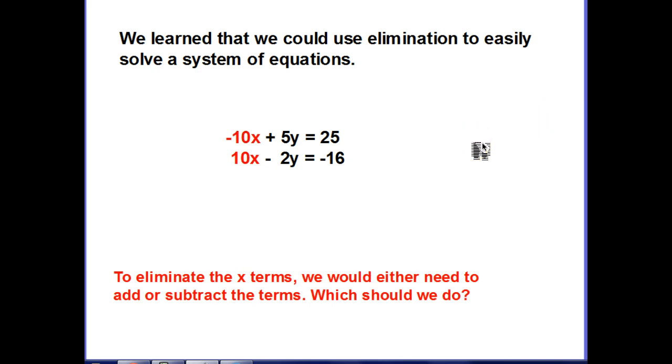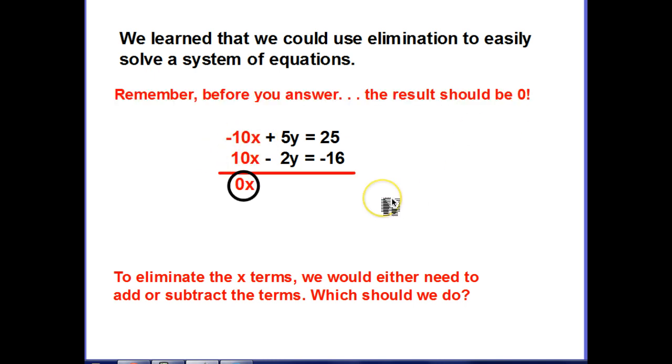Well, we would want to eliminate the x terms because negative 10x plus 10x is going to allow us to cancel those and make those 0. Remember, before you answer, the result should be 0 for everything that you add or subtract together. In this case, the x terms easily do that. The y terms, of course, won't.